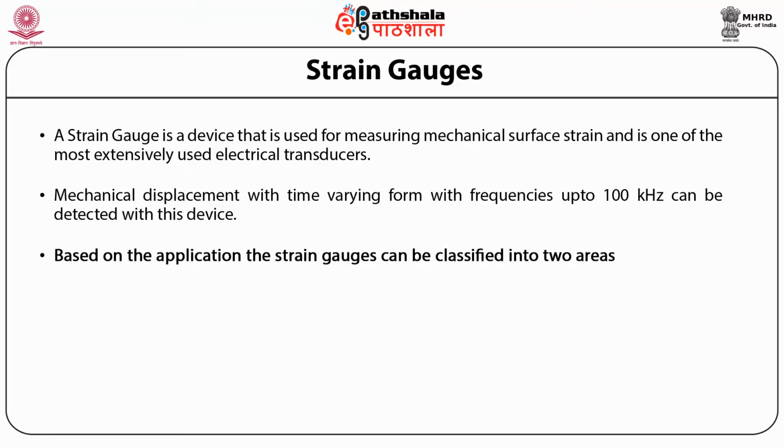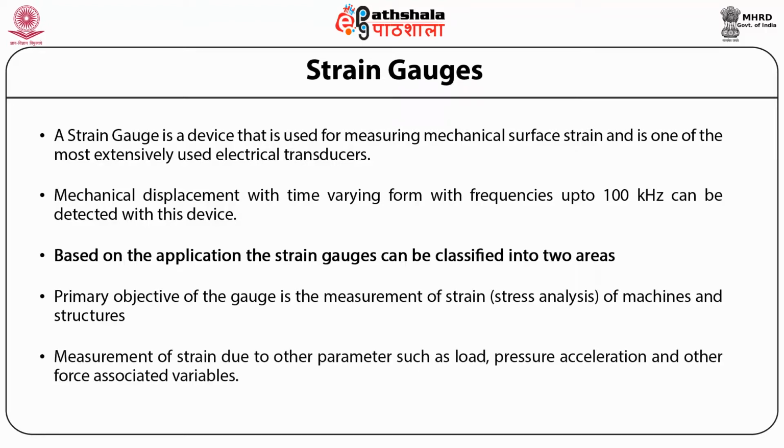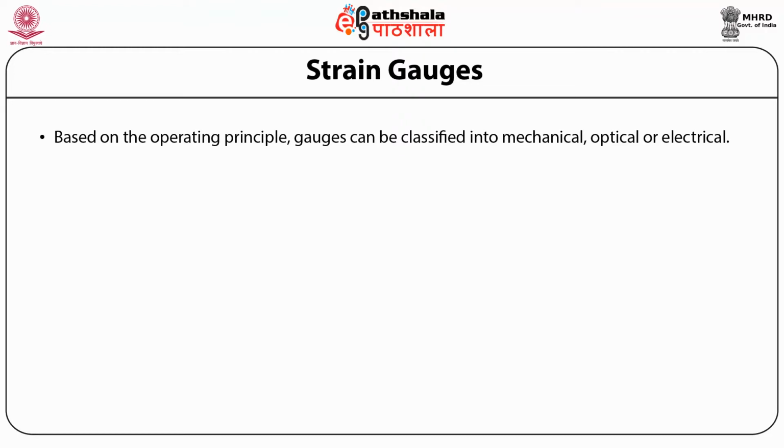Based on the application, strain gauges can be classified into two areas. First, the primary objective of the gauge is measurement of strain of machines and structures. Second, the measurement of strain due to other parameters such as load, pressure, acceleration, and other force-associated variables. Based on the operating principle, gauges can be classified into mechanical, optical, and electrical.